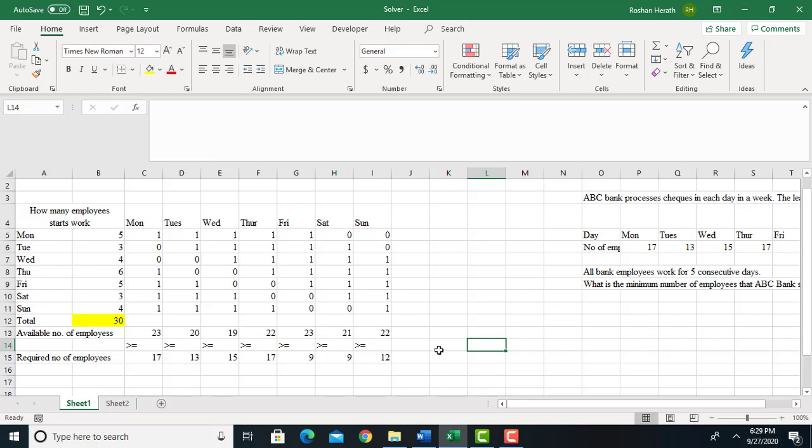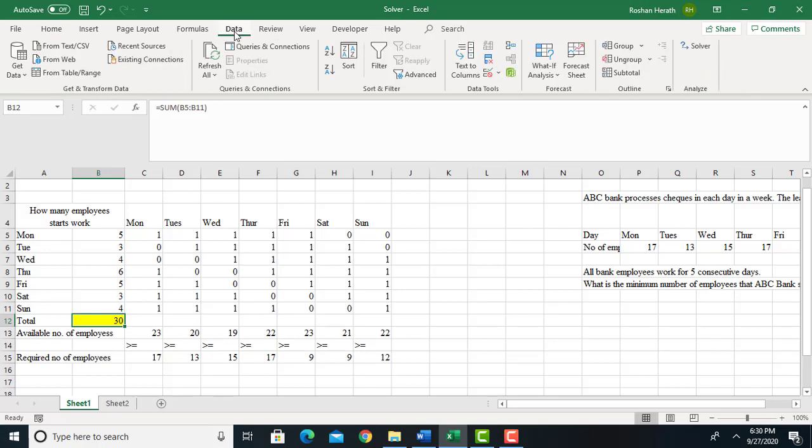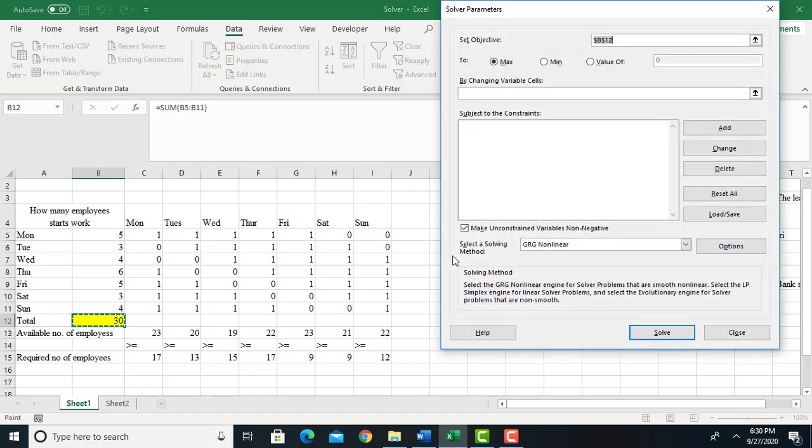Right. Now you are done with the basic structure. Now all you have to do is run the Excel solver and get what must be the minimum number of employees required. Let's go to Data, and you can get the Solver, and you can say you want B12, it has already been taken. You don't want to maximize, but you want to minimize.